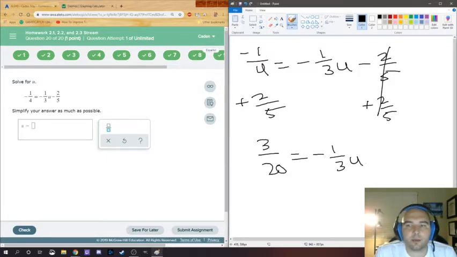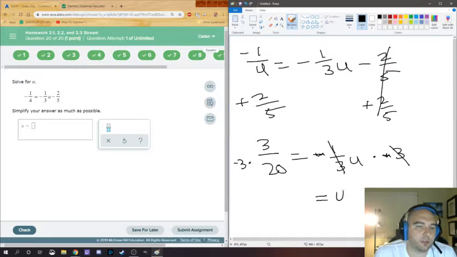Now to get rid of this negative 1/3, you have two options. Either A, divide both sides by negative 1/3, which I think is a weird thing to do, or multiply by the reciprocal, negative 3. Yes, when you multiply by negative 3, two things happen. A, the negative times the negative cancels out. And then 1/3 times 3 makes 1 whole. So on the side with the letter, I just have u now. And on this side, well, you multiply these things. Calculator maybe, but it's negative 3 times 3, which is negative 9 over 20.